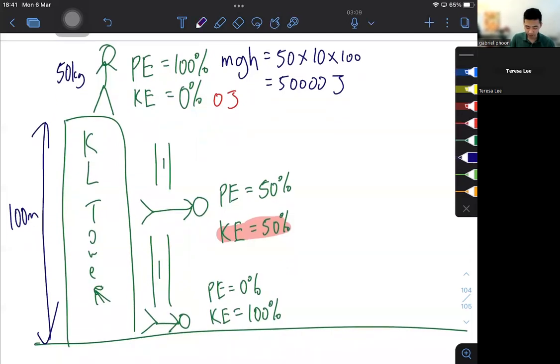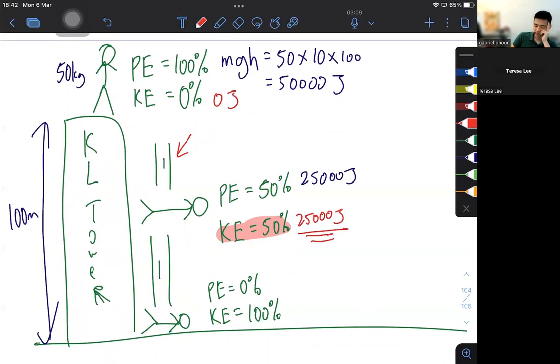If I think about it really logically here, since I lost 50% of my height, obviously I'll have 50% of potential energy loss, right? Where did it go? Obviously, it went to the kinetic energy here. From this information itself, I can actually calculate how fast he is falling already. How do I do that?